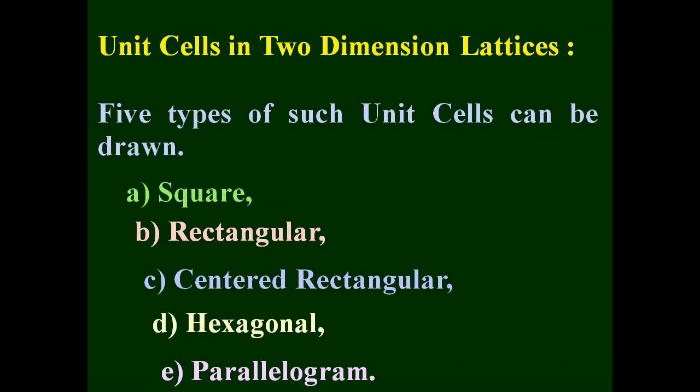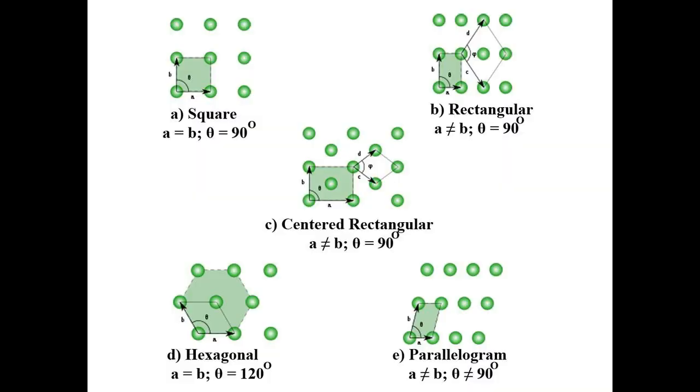5 types of unit cells can be drawn in a 2-dimensional lattice. They are A. Square, B. Rectangular, C. Centered rectangular, D. Hexagonal and E. Parallelogram. Different types of 2-dimensional unit cells are shown in the figure.